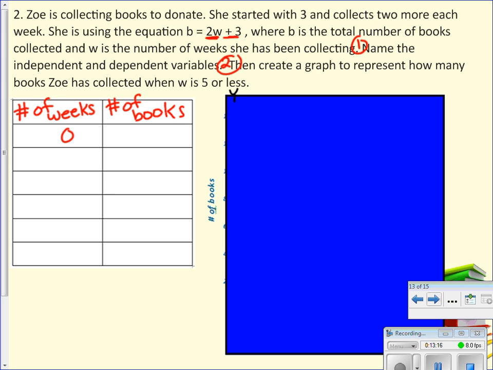We're starting all of our tables with 0. But she did not have 0 books when she started. How many books did she have when she started? She had 3. This is like that plant question from the test. So now on week 1, she had her 3, but she collected 2 more.